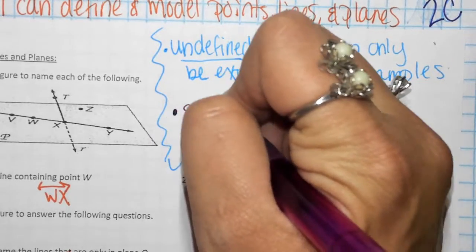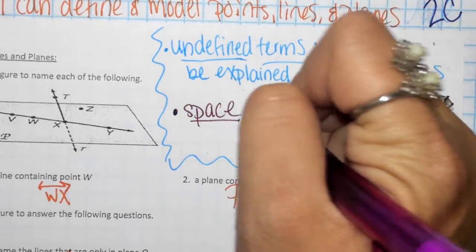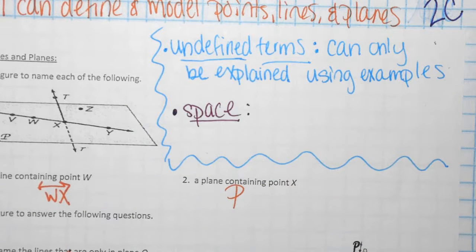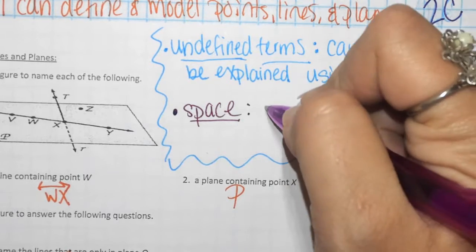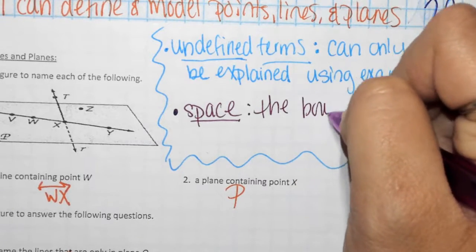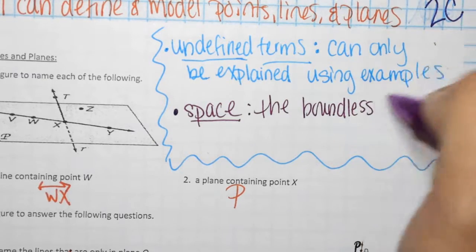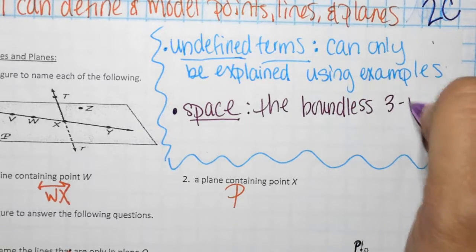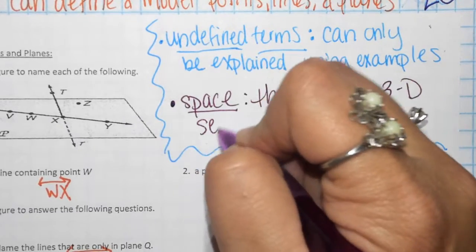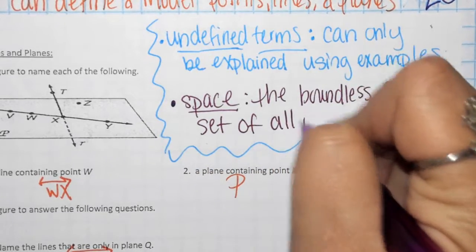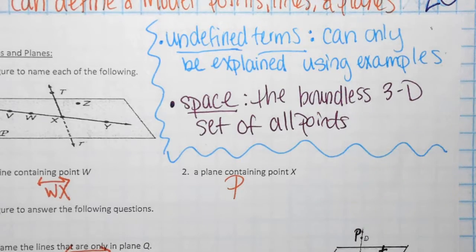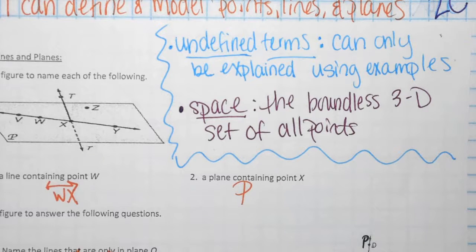The next word that we need to define is space. Does space ever end? No. So it is the boundless, which means it doesn't have bounds. 3D set of all points. So space is where we draw the things. Undefined terms are the things, and the things are points, lines, and planes.